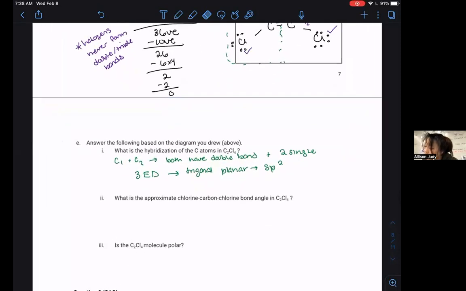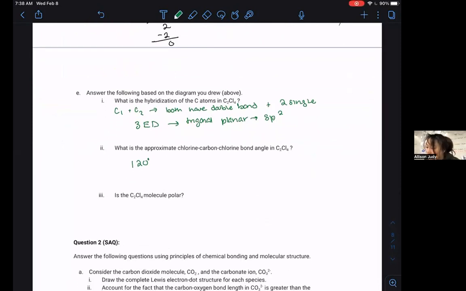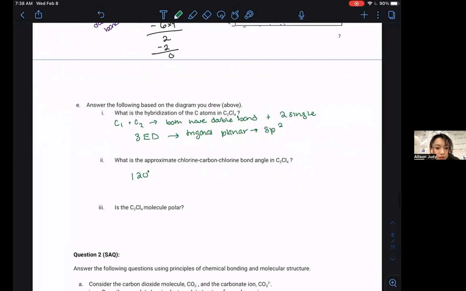We say to ourselves, well, trigonal planar with no lone pairs on the center atom will give us an sp2 hybridization with a 120-degree bond angle. Okay, 120-degree bond angle. And then, is the C2Cl4 molecule polar?